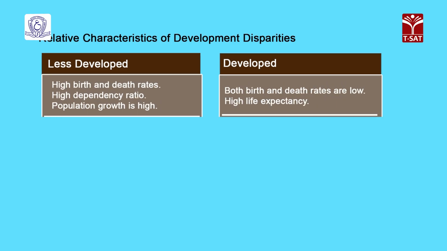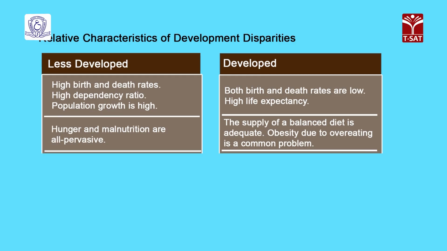There are high birth and death rates, high dependency ratio, and high population growth. On the other side, both birth and death rates are low, with high life expectancy. Hunger and malnutrition are all pervasive. On the other side, the supply of a balanced diet is adequate. Obesity due to overeating is a common problem.